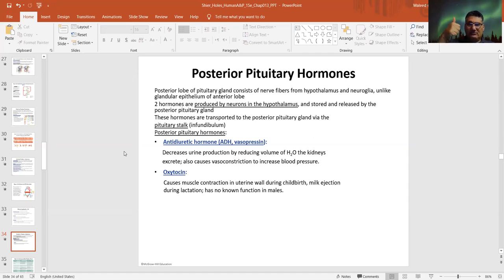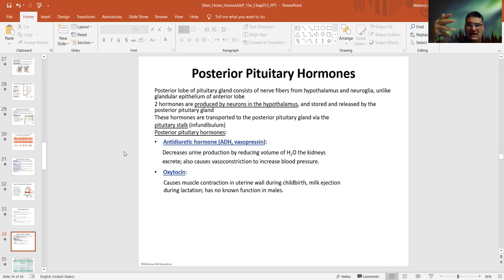ADH, from the name, anti-diuretic hormone: against diuretic. Di means a lot, uretic means urine. So what's diuretic? Diuretic is a lot of urine. So is that hormone responsible for a lot of urine? No, it's against that.